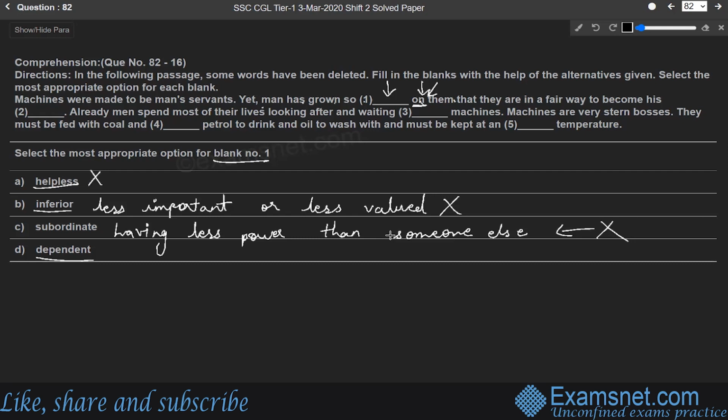For example, for the process of communication, we need mobile phones. So it is our need, and we are depending on mobile phones for communication. And with the use of all these machines, our life has become so much simpler. That is why all human beings are dependent on machines. So here the first sentence will be, yet man has grown so dependent on them. So for this question, the correct option will be option D, that is dependent. I hope you are clear with this question.